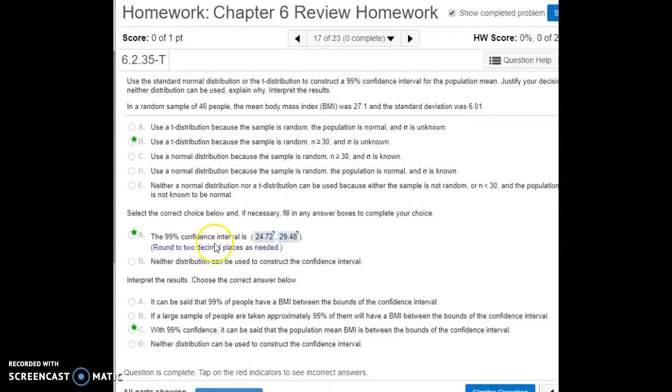So interpreting that confidence interval we just created, we can say with 99% confidence that the population mean is in between the upper and lower bounds of our confidence interval. It's somewhere between these numbers.